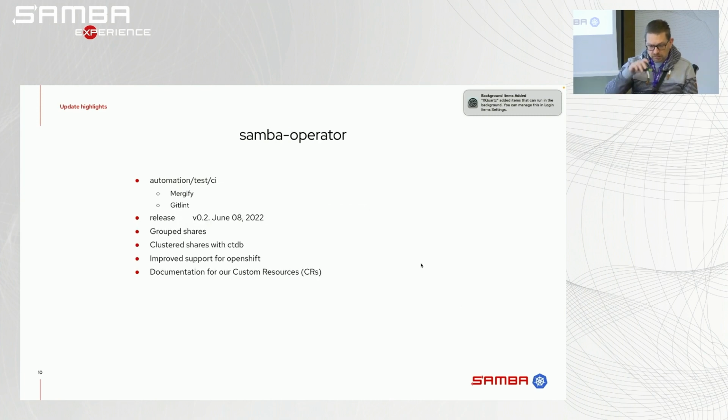The final project to provide updates for is the samba-operator itself. So same as before, Mergify and git-lint added, super helpful. Version 0.2 was done on June 8th, not June 2nd, so just a few days after the release of the samba-container. We have added group shares and cluster share support with CTDB.